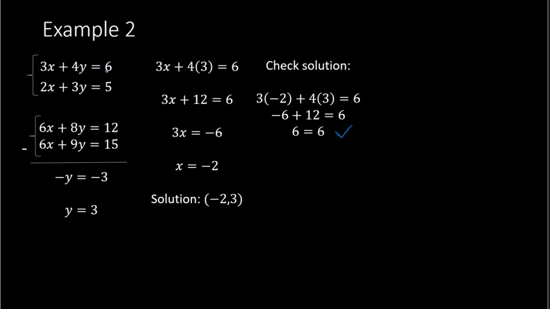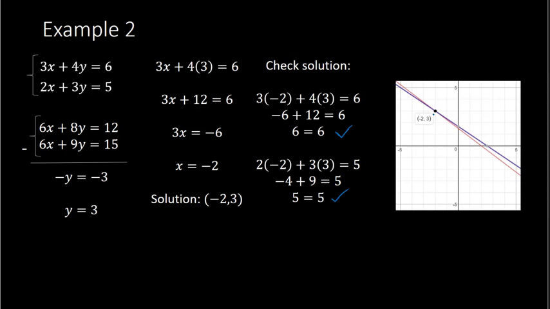I can plug it into my second equation to confirm that it works there as well. So plug in negative 2 for x, a 3 for y, to get 2 times negative 2 plus 3 times 3 equals 5. 2 times negative 2 is negative 4 plus 9 equals 5. So we have 5 equals 5, which is a true statement. So we have confirmed that we did find the correct answer of negative 2, comma 3. And graphically speaking, we would get these two lines, and they would intersect right here at this point, negative 2, comma 3.